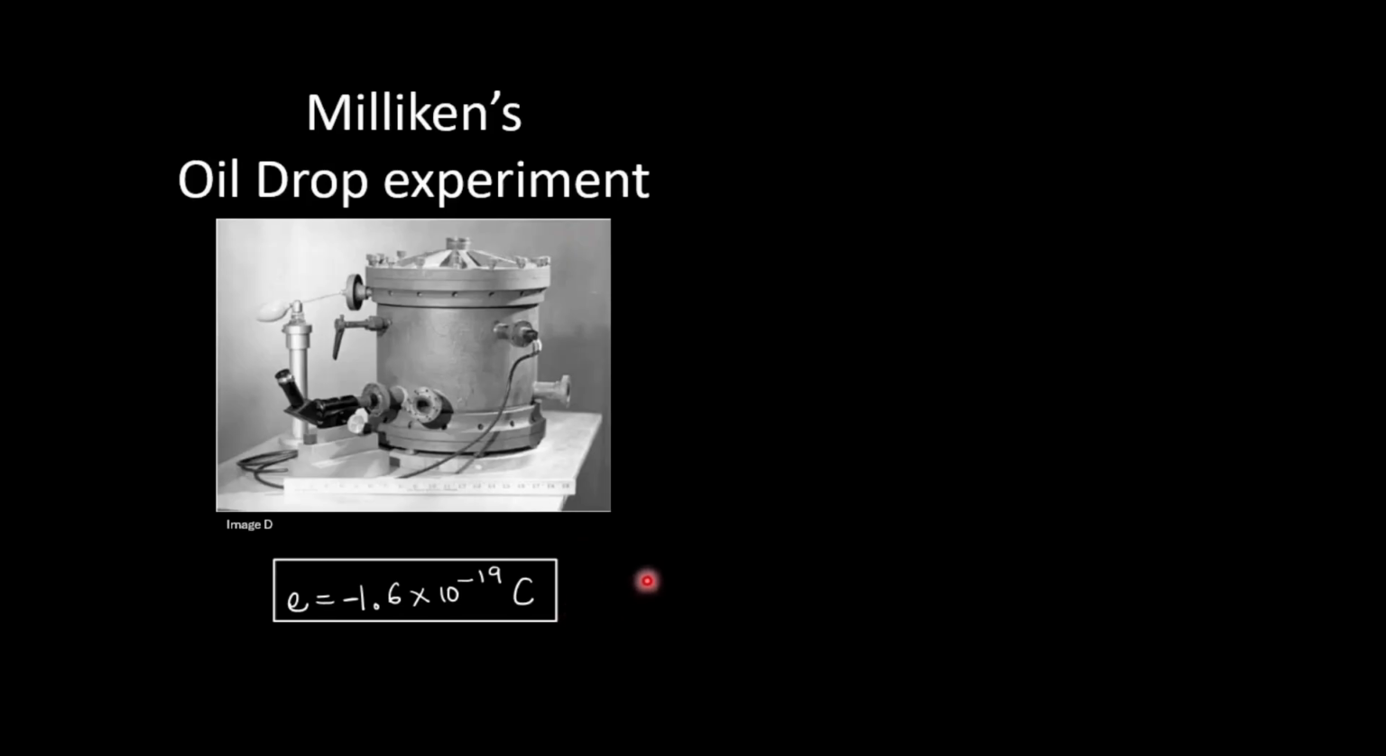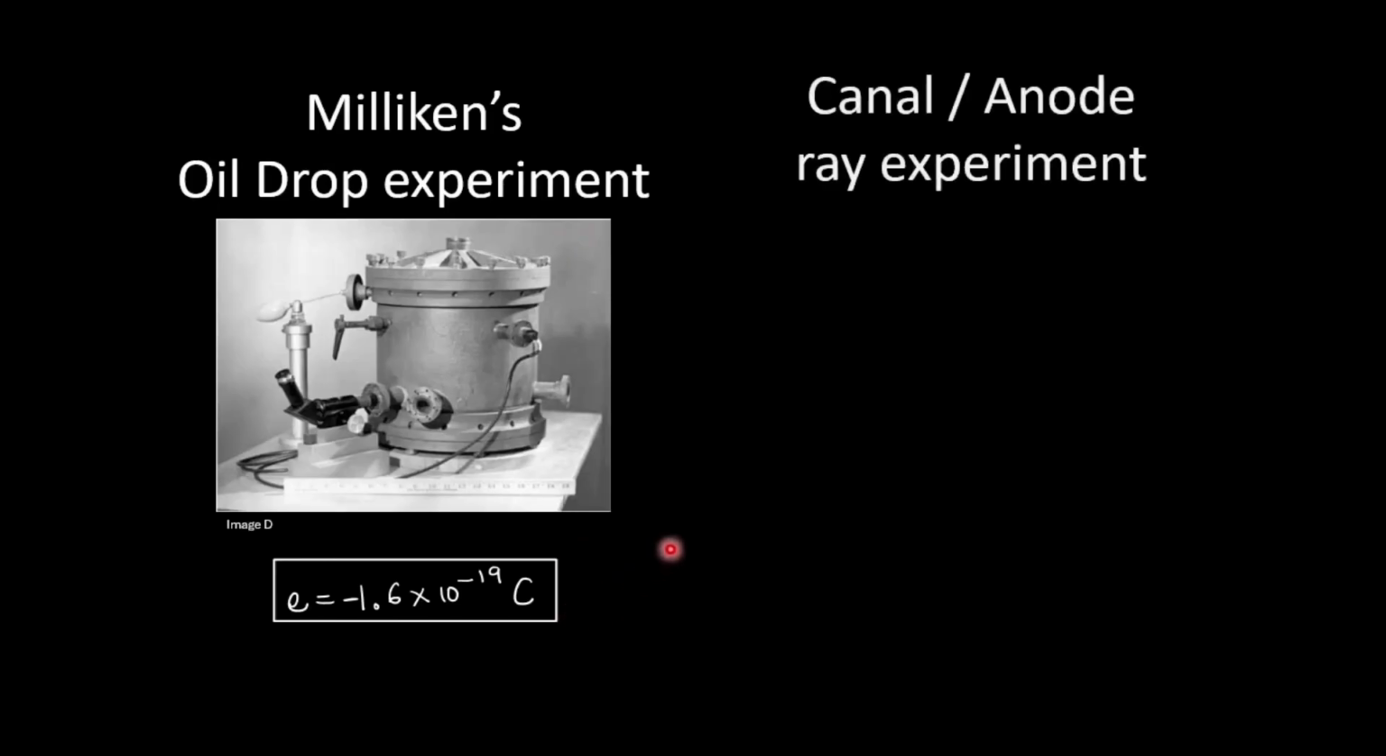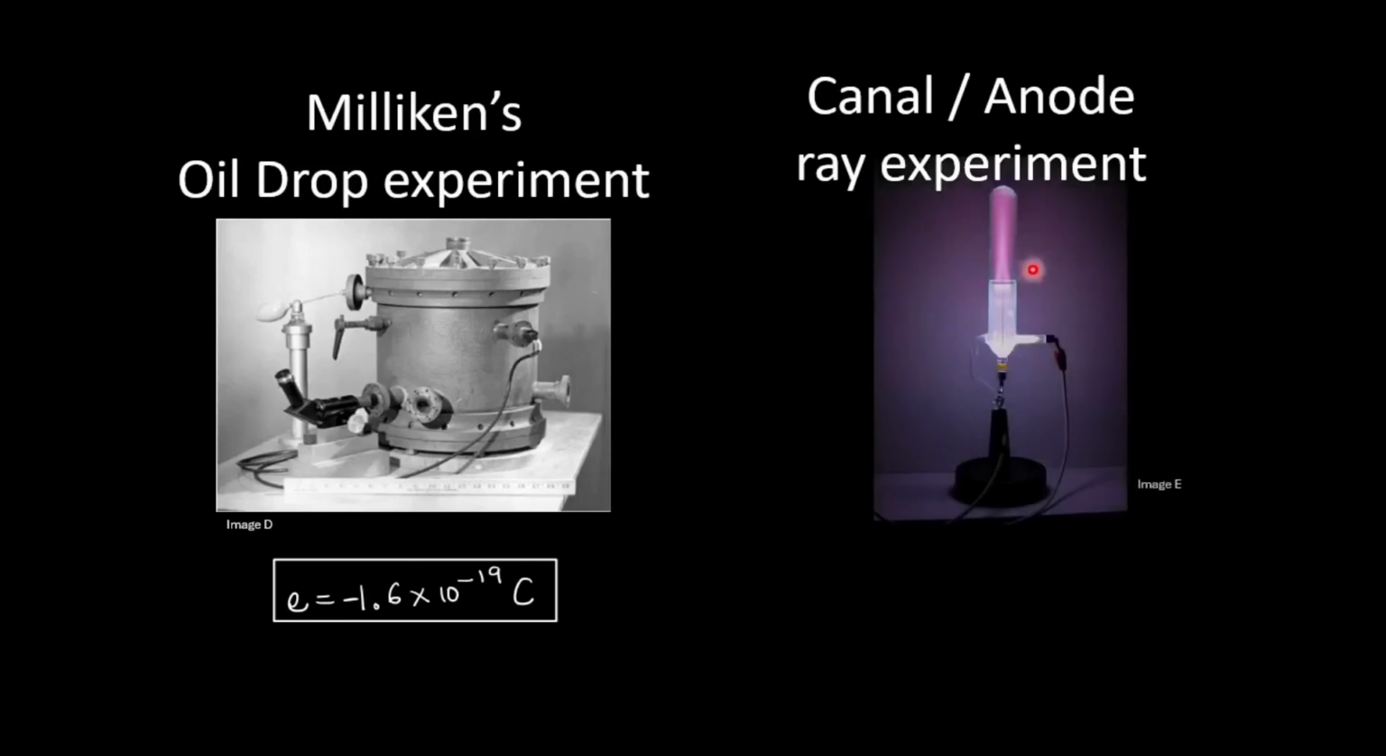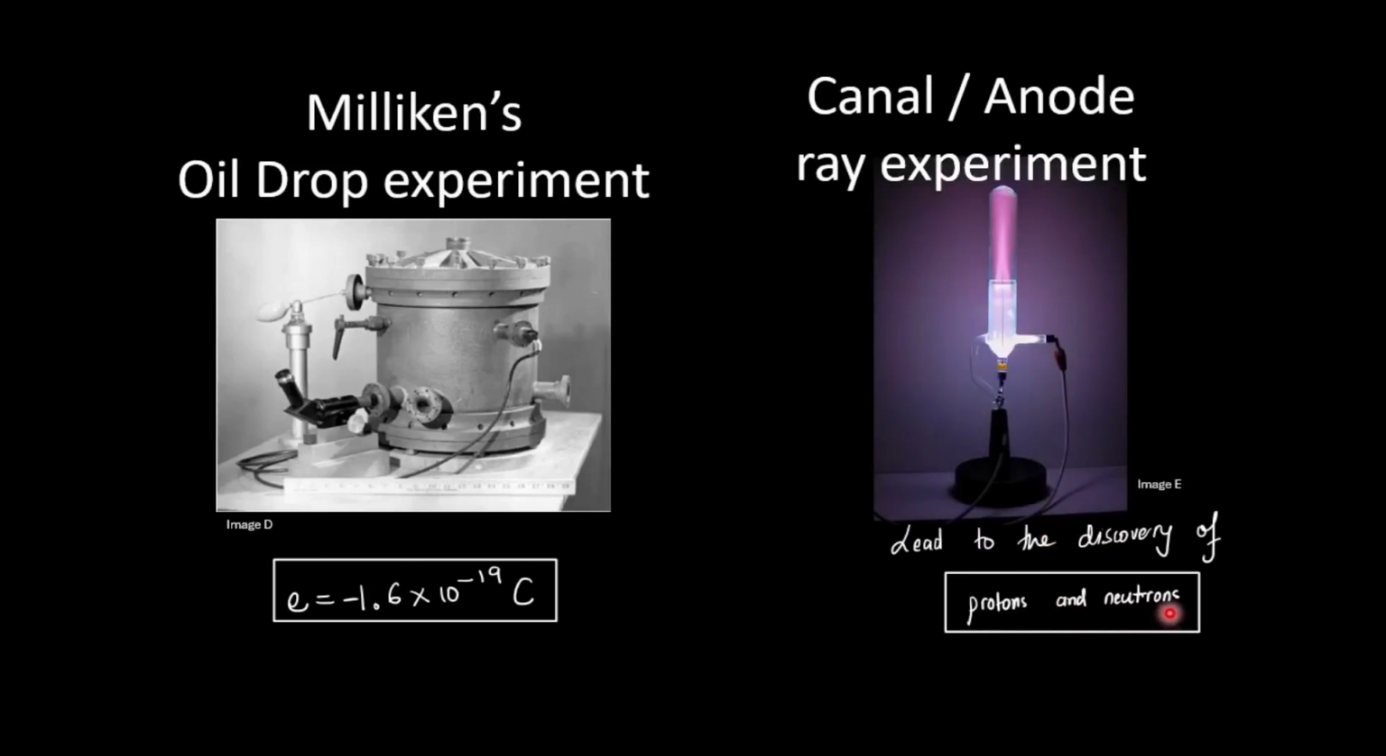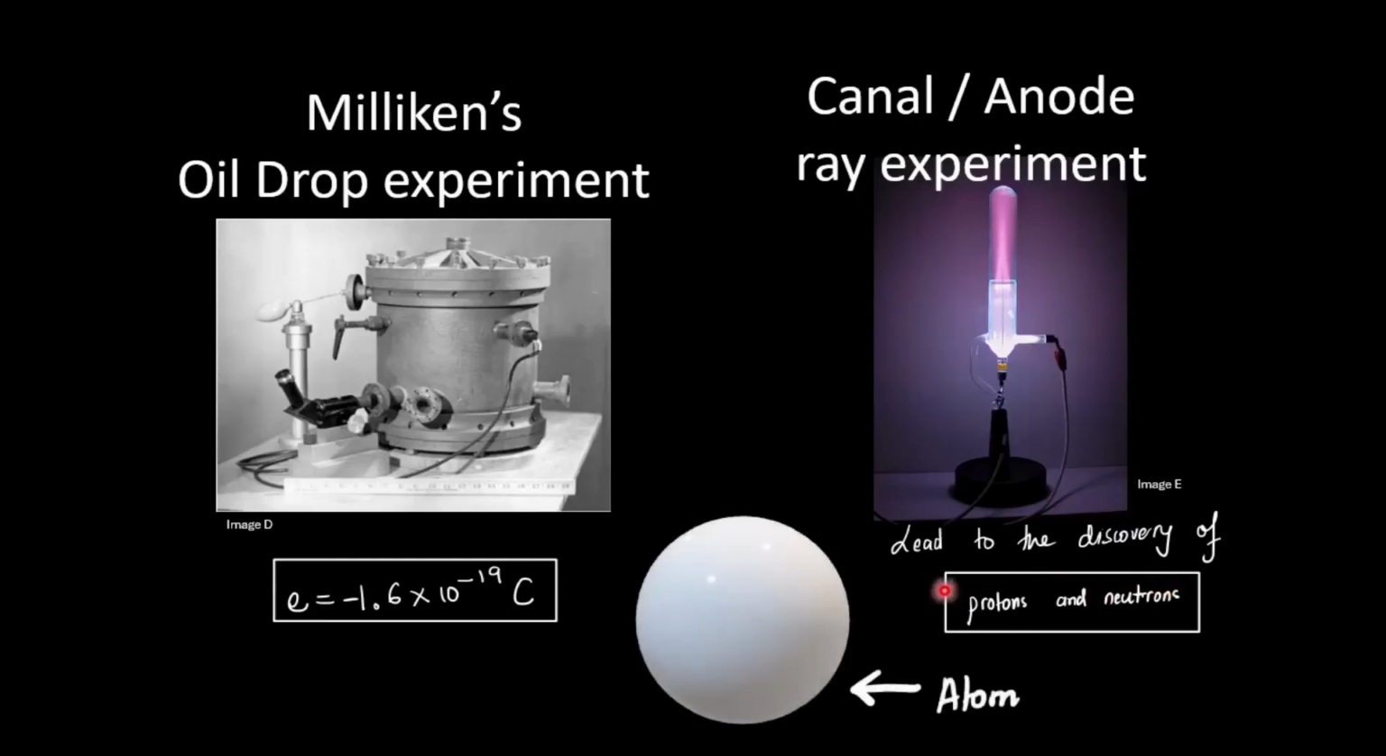In addition, the discovery of cathode rays paved the way for anode rays, which led to the discovery of protons and neutrons, fundamentally changing our understanding of atoms as being made up of protons, neutrons, and electrons.